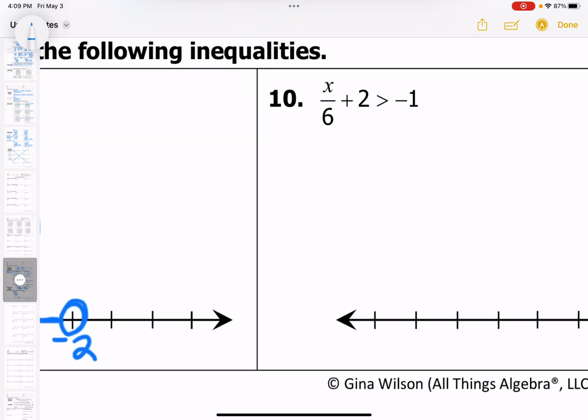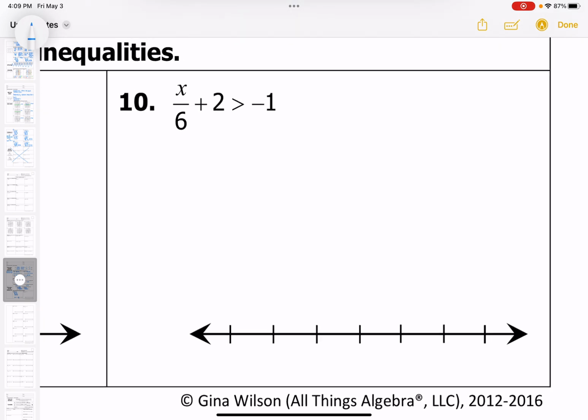So let's look at number 10. I have x over 6 plus 2 is greater than negative 1. So just like any other problem, I need to get this x over 6 by itself. So to move this positive 2, I'm going to subtract 2 from both sides. These are going to cancel. So I'm left with x over 6 is greater than negative 1 minus 2, which is negative 3.